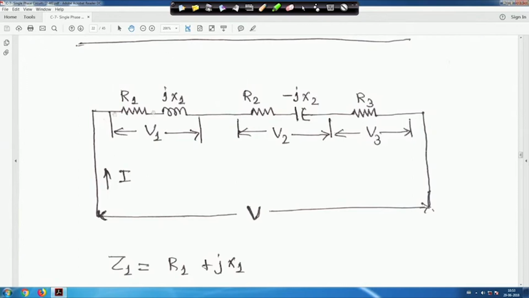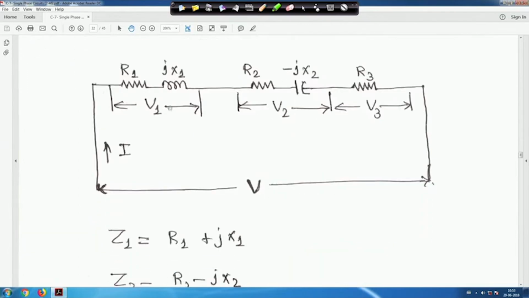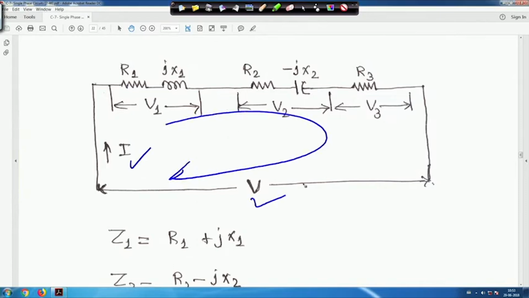Now single phase circuit analysis. Suppose you have a circuit like this. Say this part is inductive, R1 plus Jx1. This is capacitive, R2 minus Jx2, and another element R3. Voltage across these is V1, V2, V3, and total supply voltage is V, and the current flowing through is I. Everything is RMS. Unless and until it is stated in sin omega t, all are RMS.